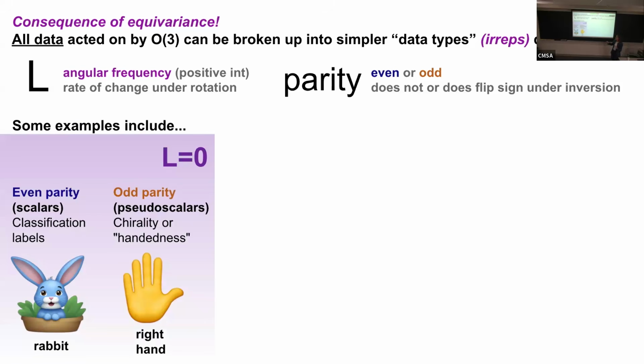It is even parity. However, if I have a picture of a hand, and I'm saying this is a picture of a right hand, and then I mirror the image, well, now it's a picture of a left hand. And so it's still a hand, so it's still a scalar. It doesn't really change if I rotate, but it does change if I flip the image.